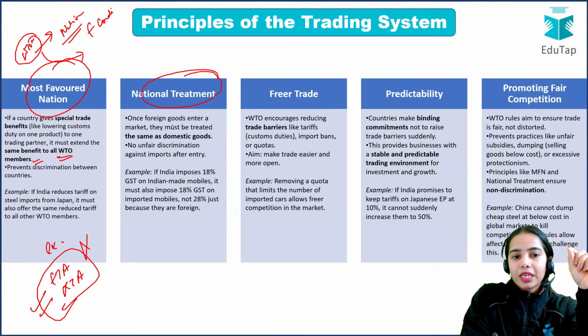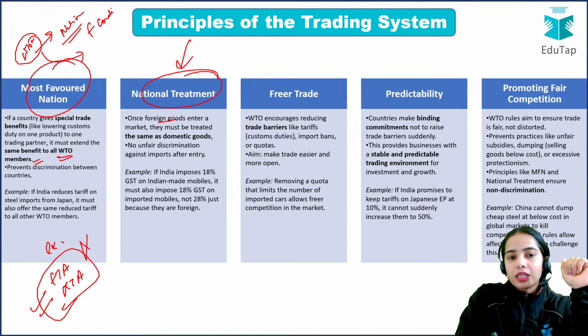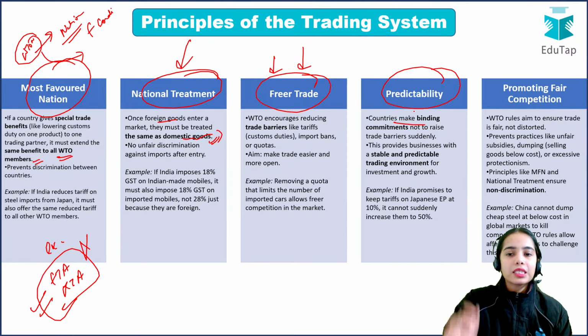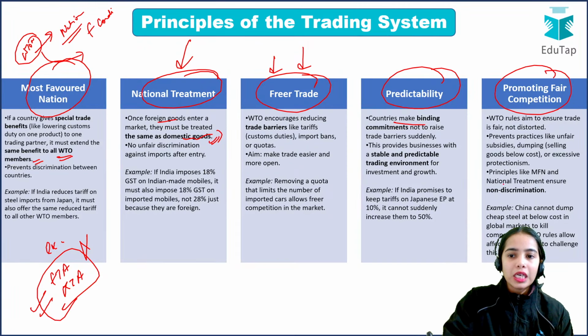Okay, national treatment is once the foreign good has entered the domestic market, it should be treated equally as the domestic good. Fair trade: reduce the barriers, reduce the trade restrictions. Predictability means countries make binding commitment not to increase the trade barriers. Promoting fair competition: decrease the discrimination, non-discrimination should be there, and prevent practices like unfair subsidies or dumping and such.